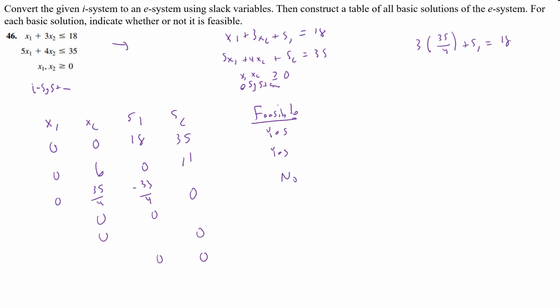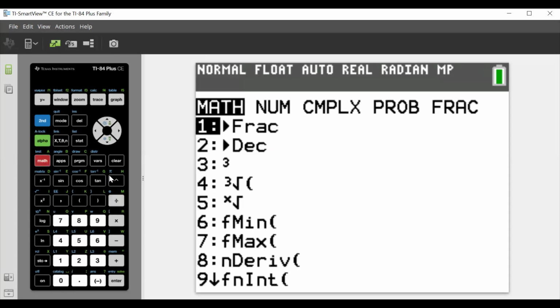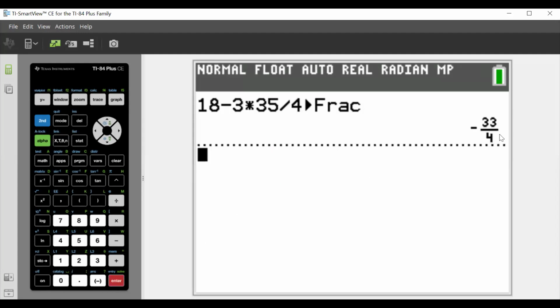Again, I just took this and plugged it in my calculator, said 18 minus this, convert it to a fraction, and that does it. So let's go ahead and show you how that works, in case you forgot how to convert to fractions. And so I just took 18 minus, and then I did the 3 times 35 divided by 4, make it a fraction, and I get a negative 33 over 4. So that's all I did there. And going back over here.